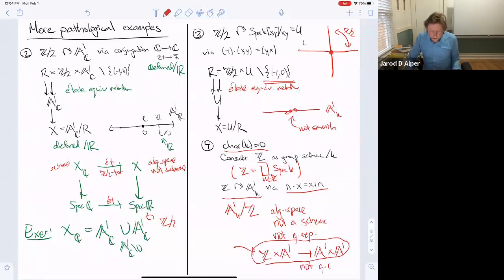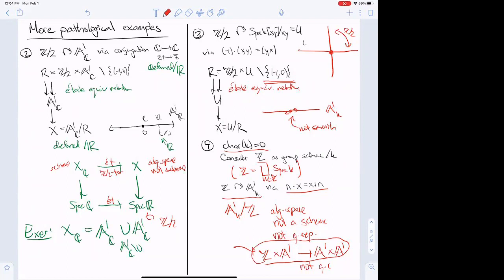And I'm listing these examples just because it's useful when you develop the foundations of stacks to have in mind a bunch of pathological examples, because things can really go wrong with algebraic spaces and stacks. And if you want to show something, you often have to impose additional conditions like quasi-separatedness. Thinking about these examples tells you sometimes what conditions you need to impose.